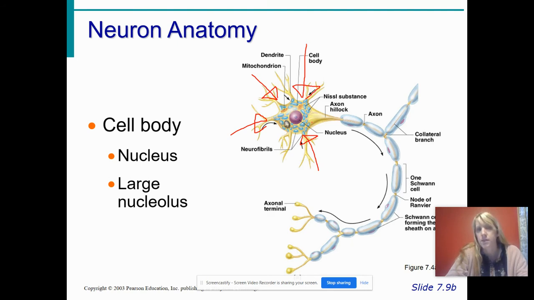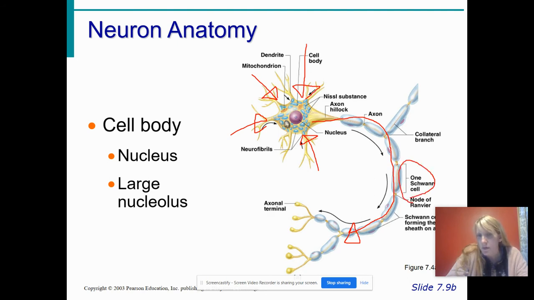Okay, so it processes it, and then it sends it down this axon. The axon is the white tube. The Schwann cells cover the white tube, and they make up the myelin sheath. So these are all Schwann cells here. Schwann cell, Schwann cell, Schwann cell, Schwann cell. See, it says one Schwann cell. Notice they don't touch.